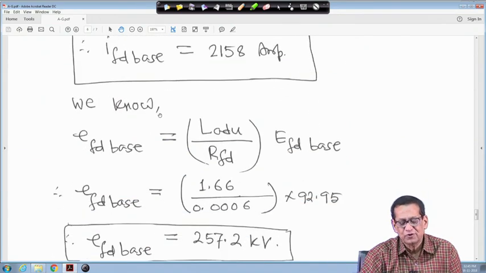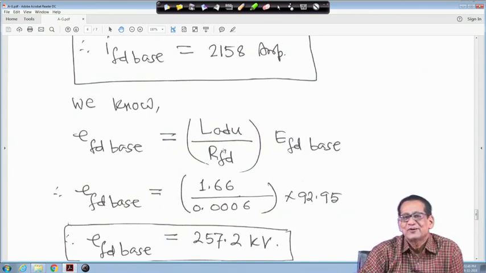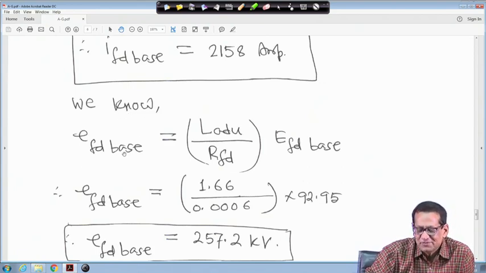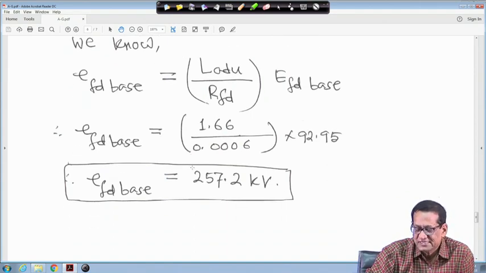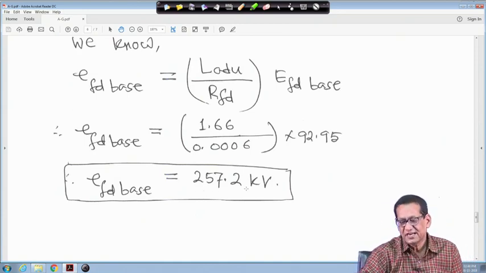Next, we also know that EFD base is LADU upon RFD into EFD base. Again I suggest you go back to the part where we derived the base quantities; there you see this. So, EFD base is equal to LADU upon RFD into EFD base. LADU is 1.66 and RFD is 0.0006, into EFD base, which is 92.95 volt. Therefore, EFD base is equal to 257.2 kV.